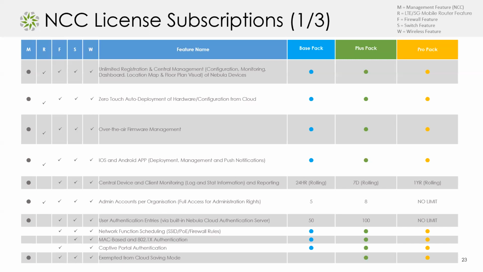Another feature we have here is a cloud hosted authentication server. So you use this for MAC filtering or for 802.1x authentication. If you want to use that, the free version of Nebula gives you 50 entries into that database. The Plus pack gives you 100 entries into that database. And the Pro pack is an unlimited number of entries into that database.